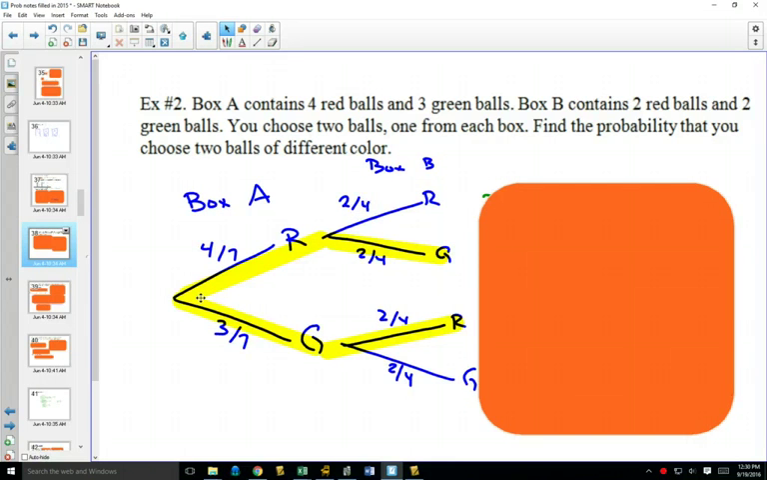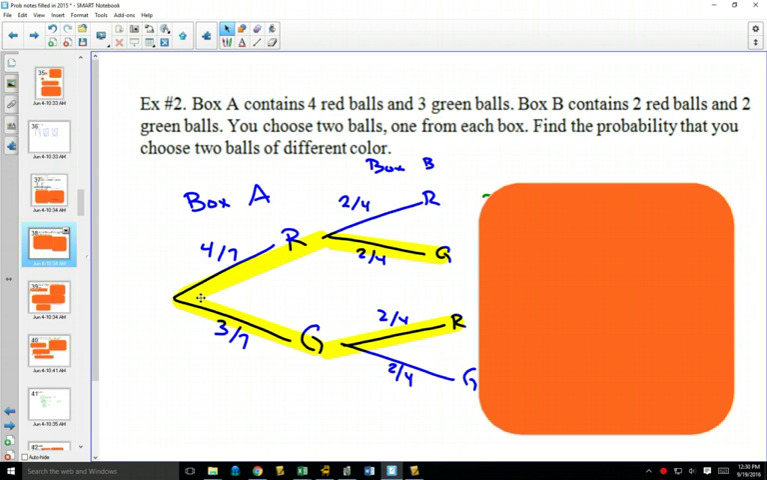So for the first one, as far as setting up the tree diagram, notice how this is a little bit different. We're not choosing either box A or box B, whereas in the first one we chose box 1, box 2, or box 3, and then chose a marble. Now we're choosing 1 marble from each box.